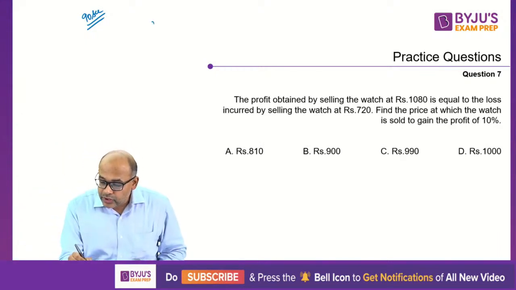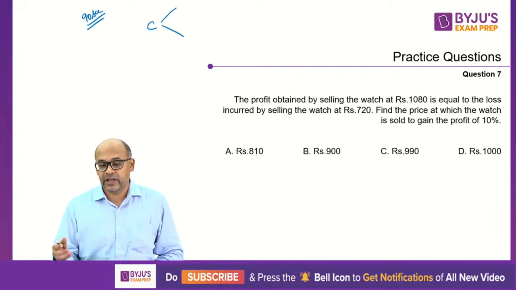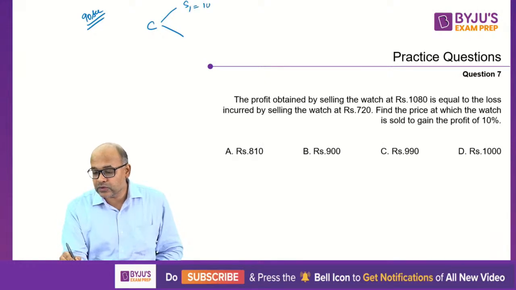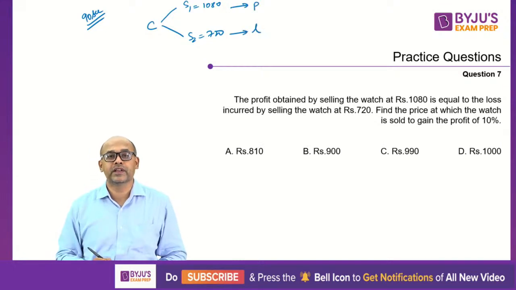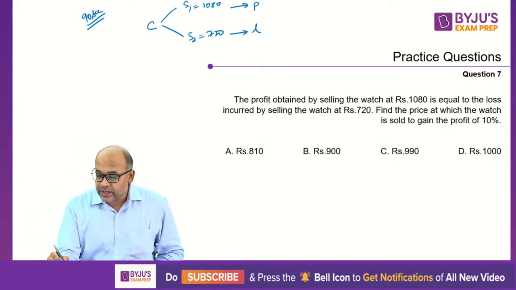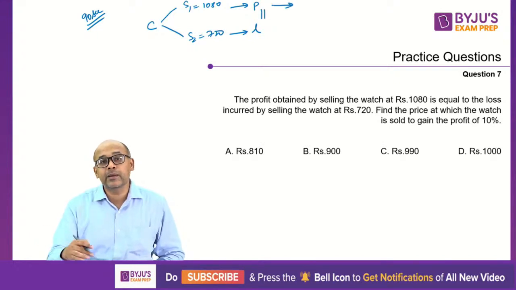So let us say the cost price is C. We are selling it at two selling prices. Selling price 1 is 1080. Selling price 2 is 720. In one case you have a profit, in the other you have a loss. So the profit here and loss here are the same. So what is the profit in the first case? Profit is selling price minus cost price.